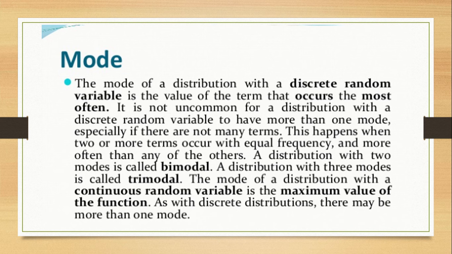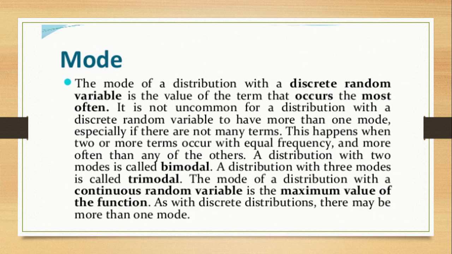And then we have mode. So the mode of a distribution with a discrete random variable is the value of the term that occurs the most often. Okay, so whatever is the value that appears several times, the most, that will be the mode. It is not uncommon for a distribution with a discrete random variable to have more than one mode, especially if there are not many terms. This happens when two or more terms occur with equal frequency and more often than any of the others.